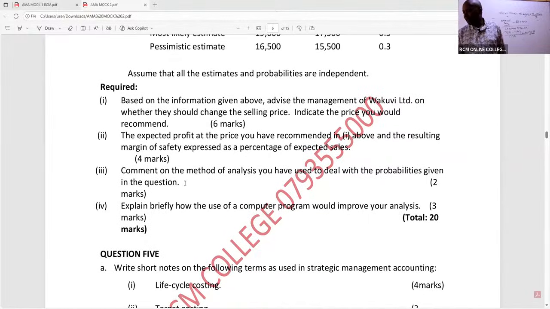So comment on the method of analysis you have used to deal with probabilities given the question. We've used what we call the expected monetary value approach. That's what you have used. Of course, we have been able to get averages. So explain briefly how the use of a computer program would improve your analysis.